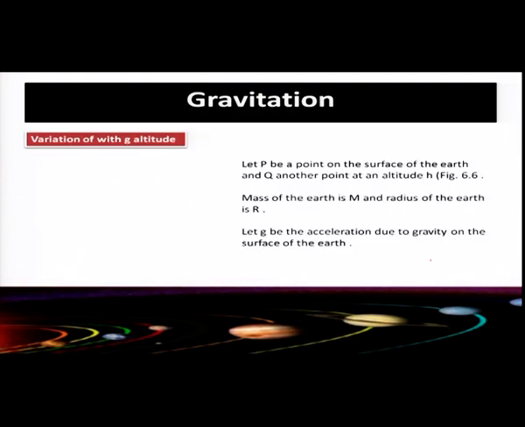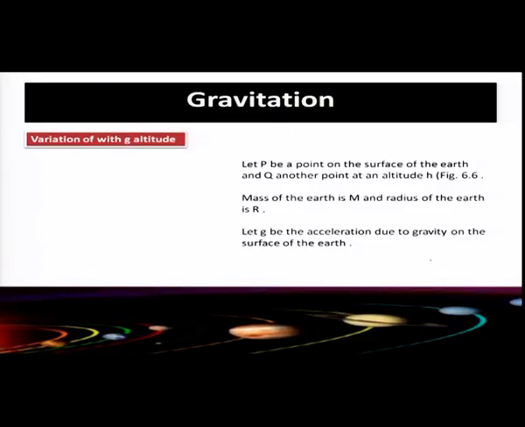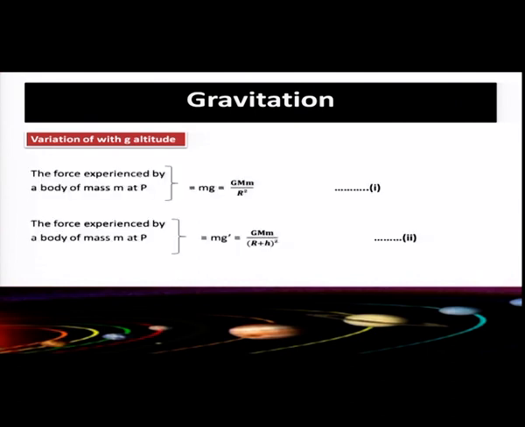And let us now discuss the variation of g with altitude. Let us consider a point P on the surface of the earth and let Q be another point at an altitude h. Let the mass of the earth be capital M and the radius of the earth be capital R. Let g be the acceleration due to gravity on the surface of the earth.